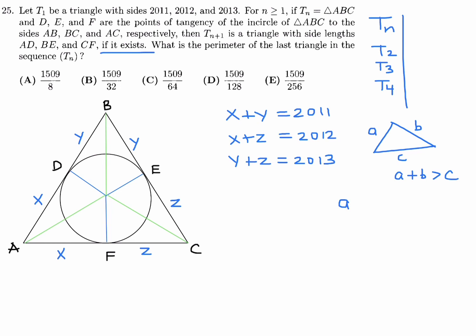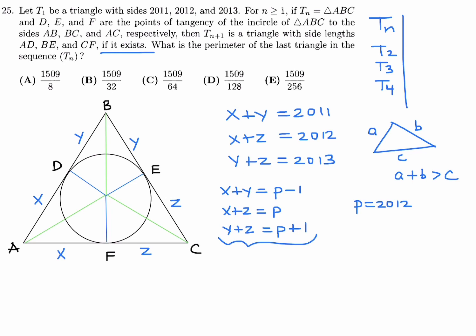To do that, I will let P equal 2012. If that's the case, this becomes X plus Y is equal to P minus 1, X plus Z is equal to P, and Y plus Z is equal to P plus 1. And now I can solve. I can subtract this equation from that equation, and I get Y minus X is equal to 1. Then I can take that equation and add it to that equation, and that gives me 2Y is equal to P, and therefore Y is equal to P over 2. So that's my first general rule.